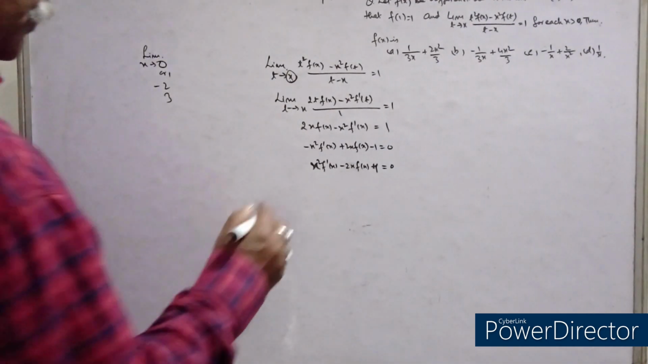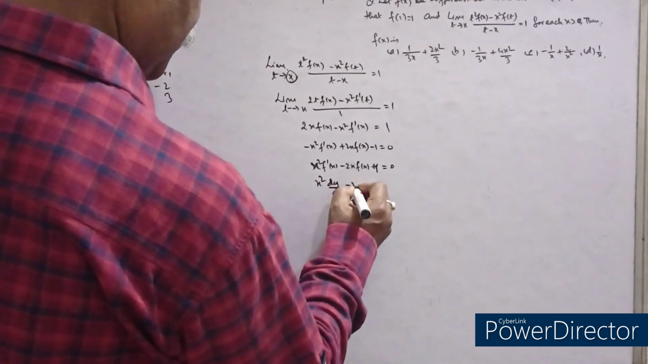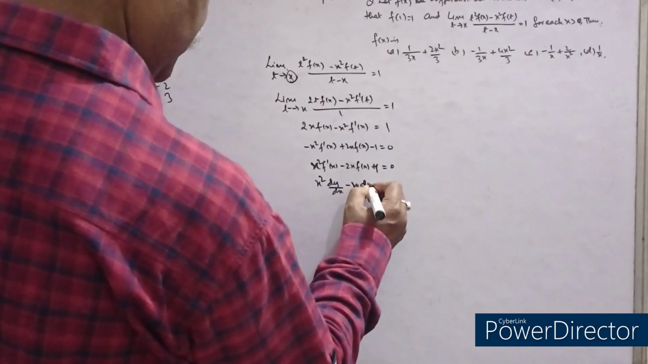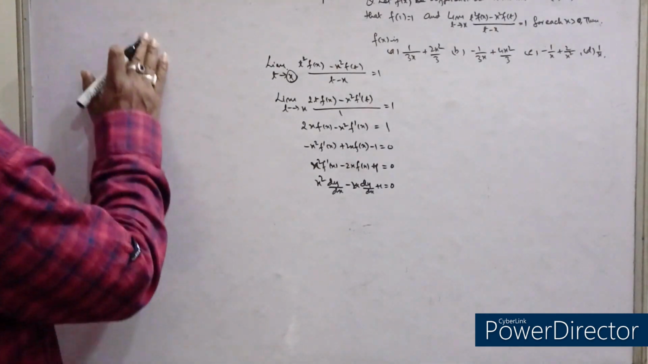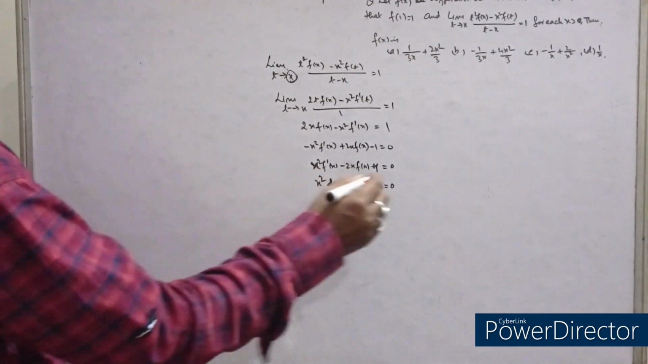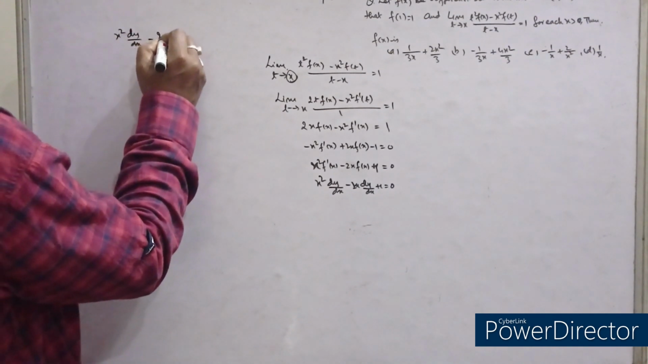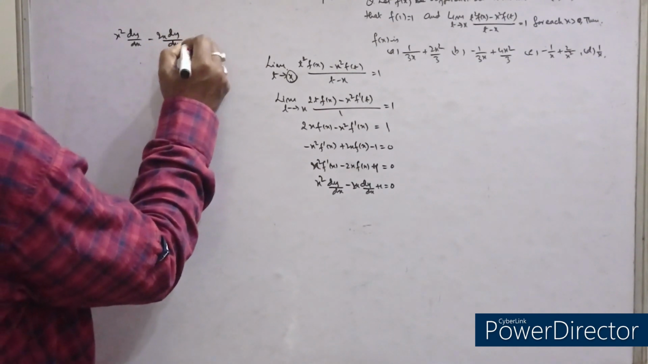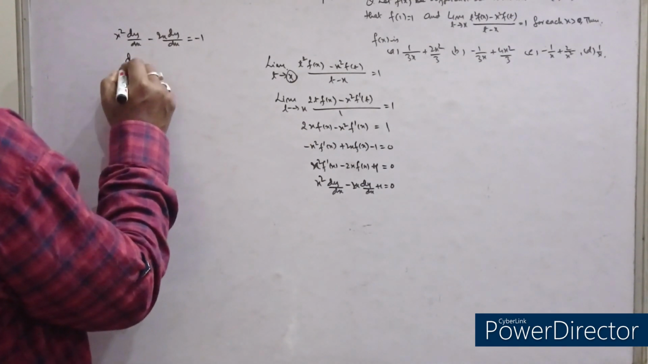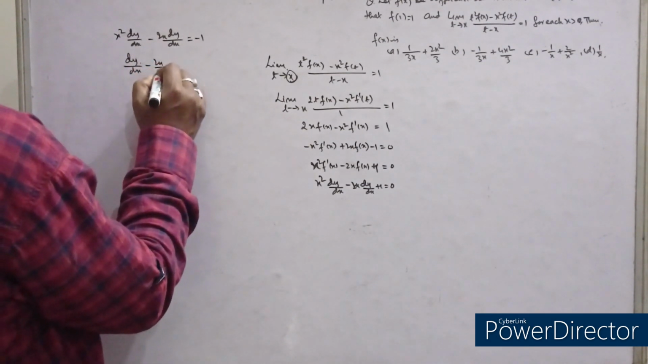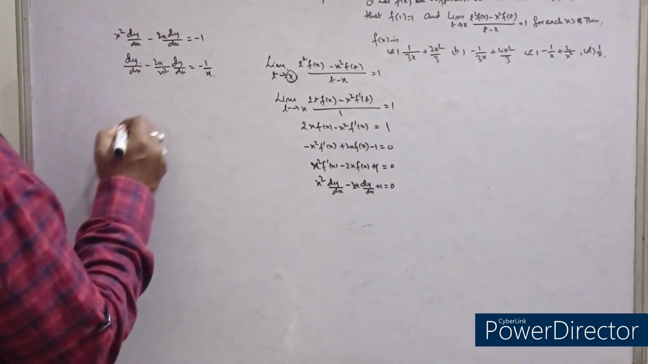So here you see that this is x square dy by dx minus 2x dy by dx plus 1 is equal to 0. Dividing now, x square dy by dx minus 2x dy by dx is equal to minus 1. So dividing both sides by x square, dy by dx minus 2x by x square y is equal to minus 1 by x square.